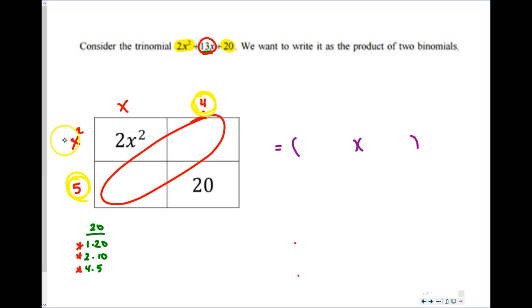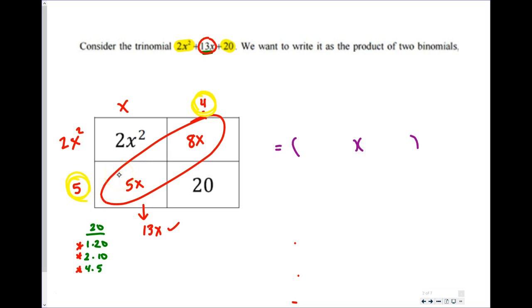Sorry, this should be a 2x here, sorry. So 4 times 2x squared is 8x, and 5 times x is 5x. And now is 5x plus 8x 13x? Yes, it is. So it didn't work when I had the 4 on the left and the 5 up top, but it does work when I have the 4 up top and the 5 on the left.